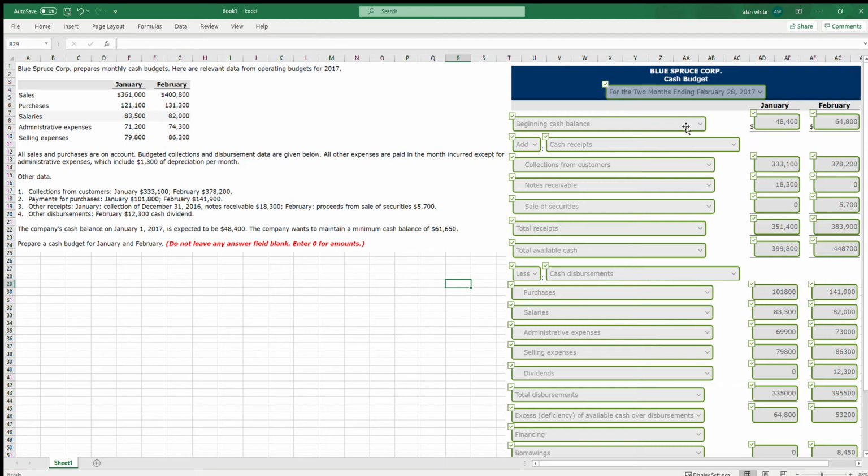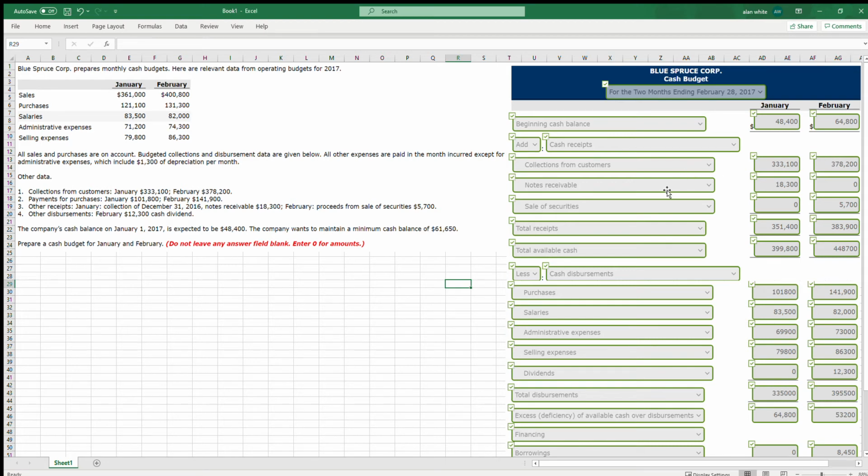Okay, so once we have the beginning cash balance, we're going to add our cash receipts. These cash receipts are earning money for the company. And so we have a few here. The first one is collection from customers, listed here in point 1. It says collections from customers for January is $333,100, and for February is $378,200. So we can just enter both those values for January and February.